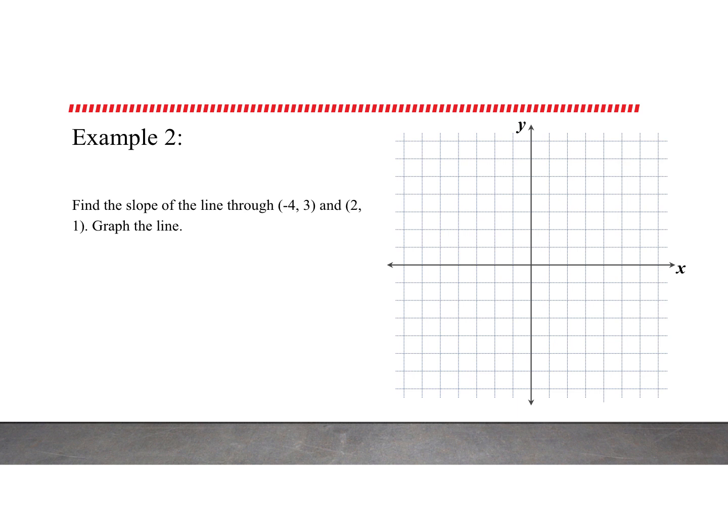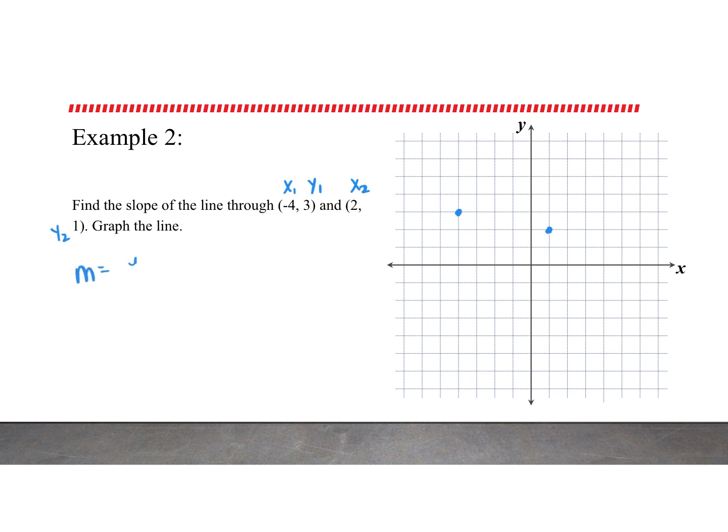Let's try example 2. We have the two ordered pairs, -4, 3. So that's x1, y1. And we have 2, 1 over here. So that's our x2, y2. And then we want to graph the line. So again, I'm going to graph it first just so we can kind of see what we're working with. All right, and then let's find our slope.